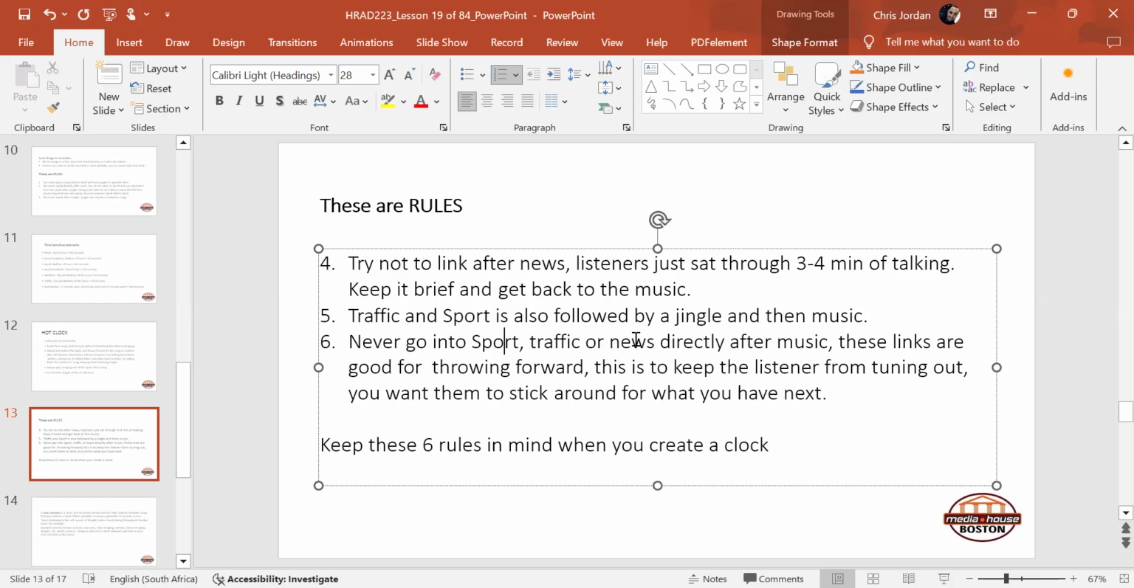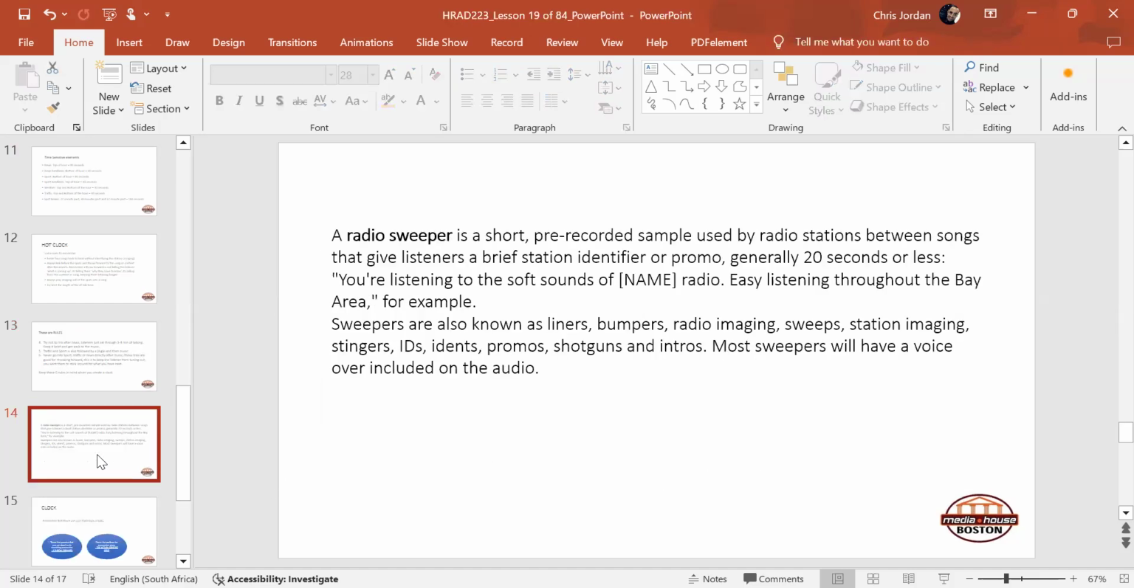Okay. And so you want to again say to them, there's going to be, obviously, a throw forward teaser for the element that's happening after the music sweep, which follows this particular news. What am I going to say here? Like a bunch, right? News collective, to make it sound fancy. Keep these six rules in mind when you create your clock.